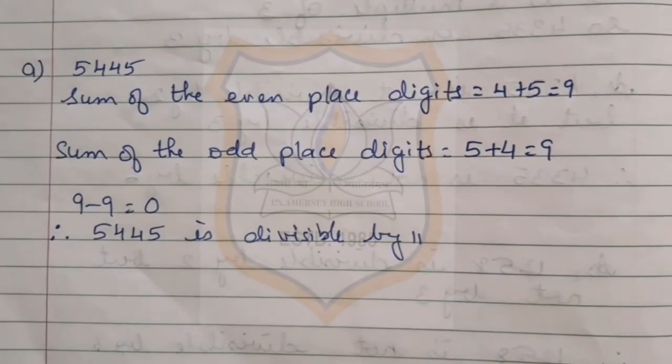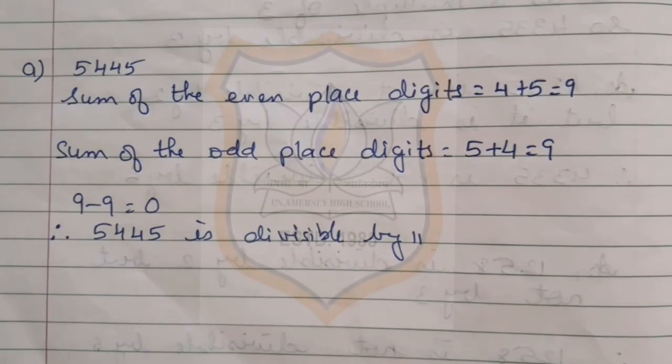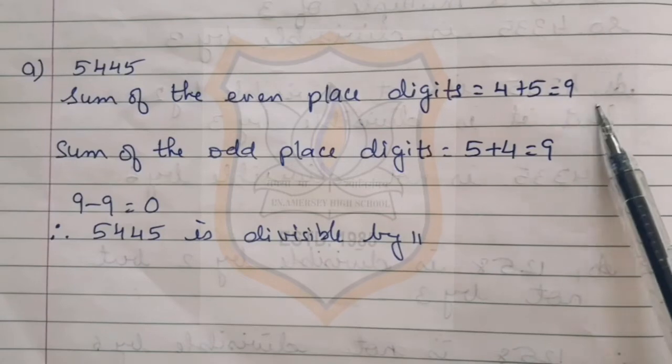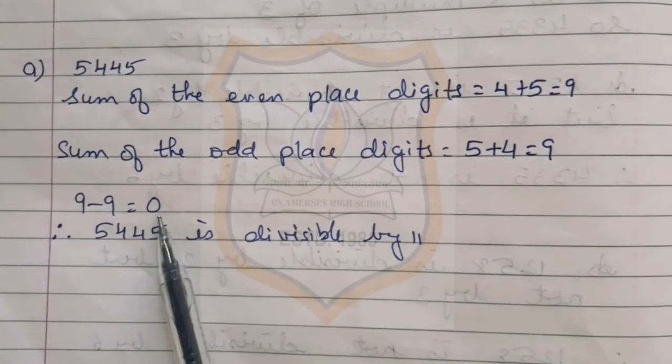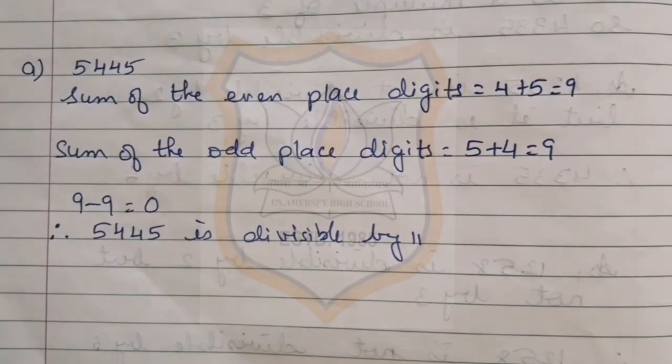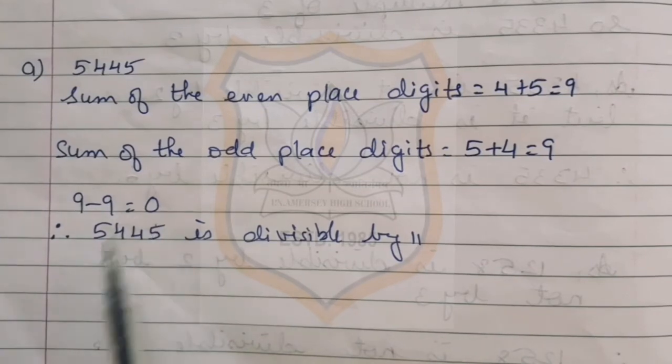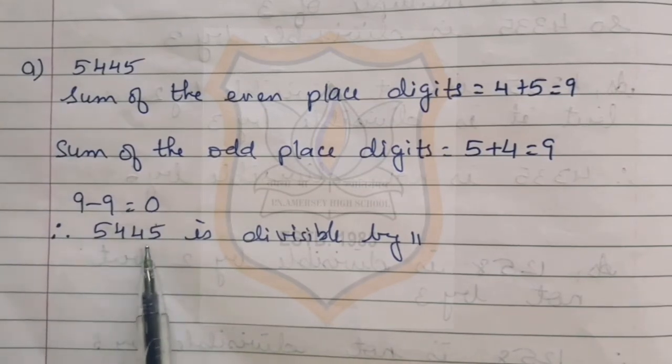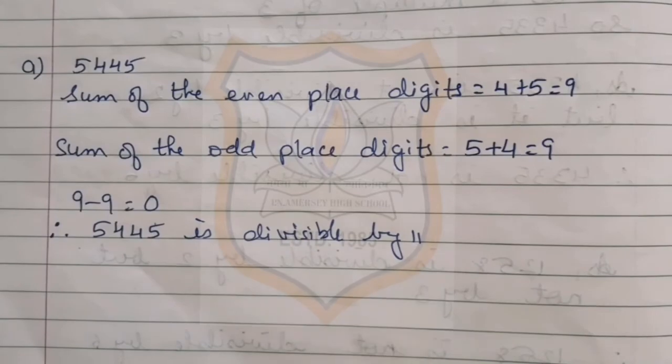Now we have to find out the difference of the sum of the even place digits and the sum of the odd place digits. By subtracting 9 from 9 we get 0. Here the answer should be 0 for any number which is divisible by 11. Then only the number will be divisible by 11. So here the answer is 0. Therefore 5445 is divisible by 11.